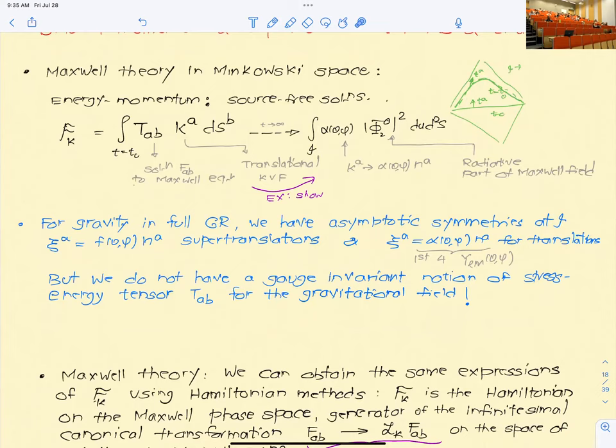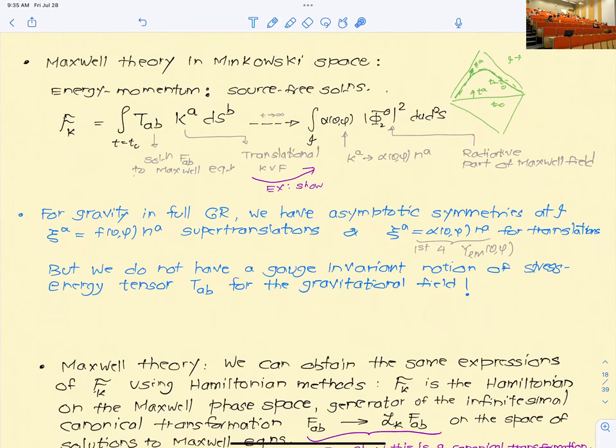But first, how are we going to do this? In Maxwell theory, in Minkowski spacetime, we have a notion of energy-momentum. As we saw before, we can take the stress-energy tensor, take any Killing vector field, and do an integral on a t equal to constant surface. I can take t equal to larger and larger values, and ultimately arrive at scri up here. If I take this limit, I get an integral at infinity, given by alpha times phi 2 naught squared times du. We saw that in the very first lecture.